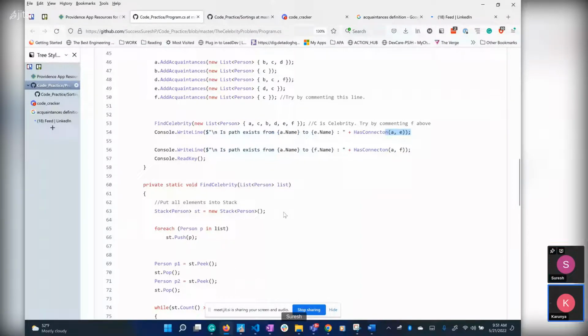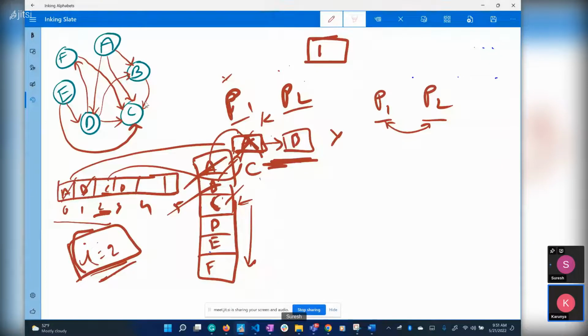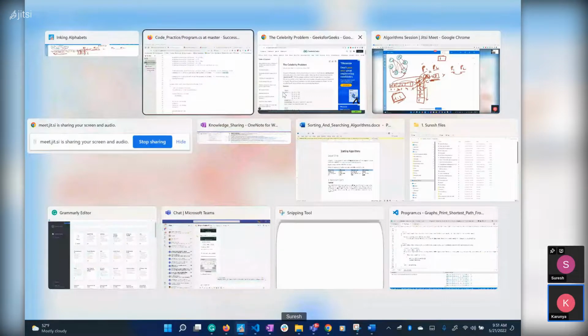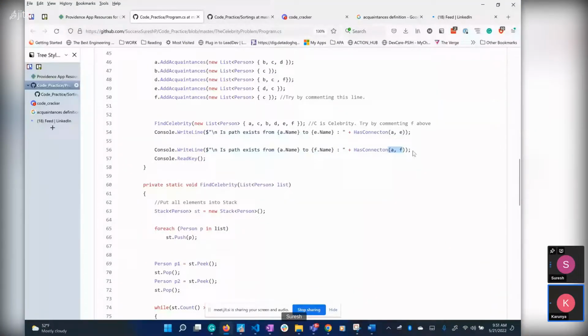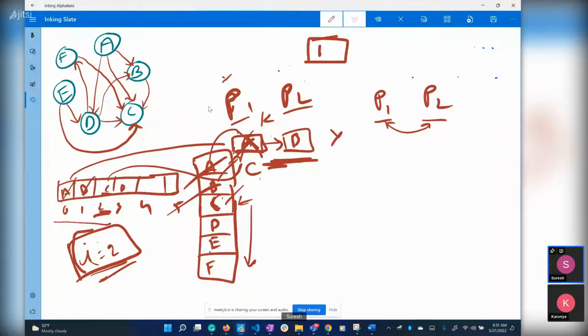A and E? No. Let's look at the other graph. Yeah, and A and F. Is A and F connected? A and F, no. They are not. No, there is a connection. There is a connection to A and F.